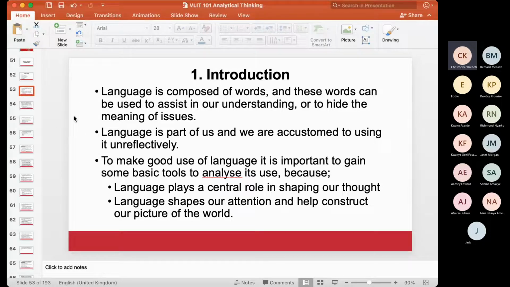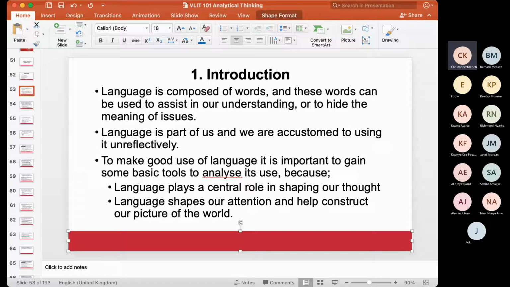So this aspect is covered under analytical thinking to help you ground yourself firmly and effectively when it comes to the use of language. We say language is composed of words, and these words can be used to assist in our understanding or to hide the meaning of issues. Language is part of us, and we are accustomed to using it unreflectively. So, to make good use of language, we need to have the ability to analyze the use of language.